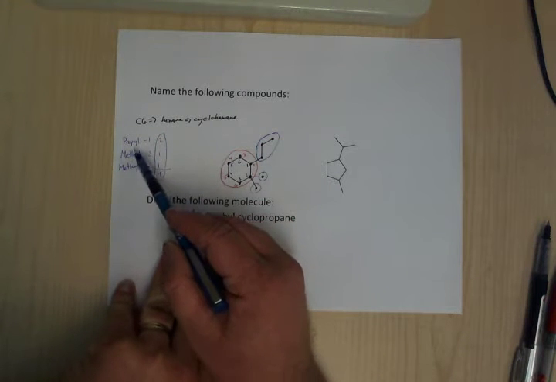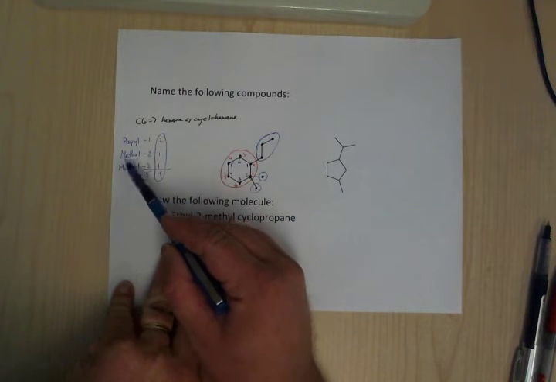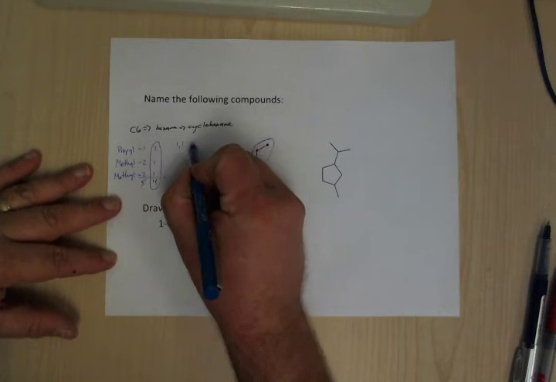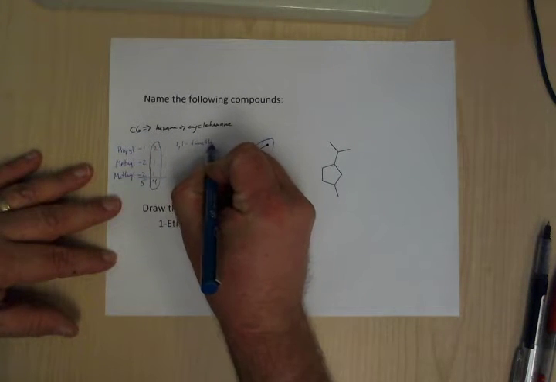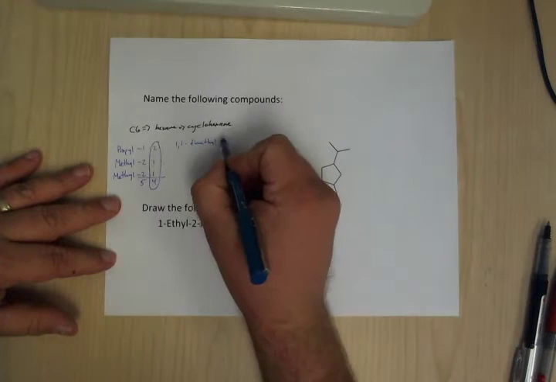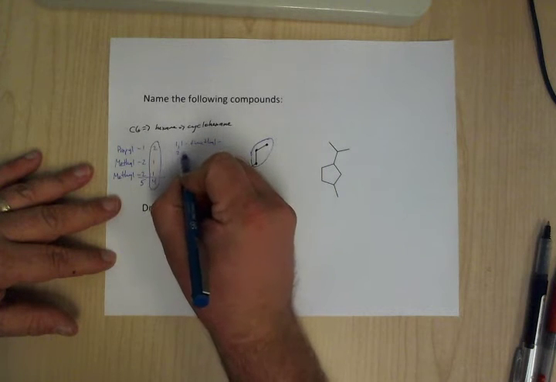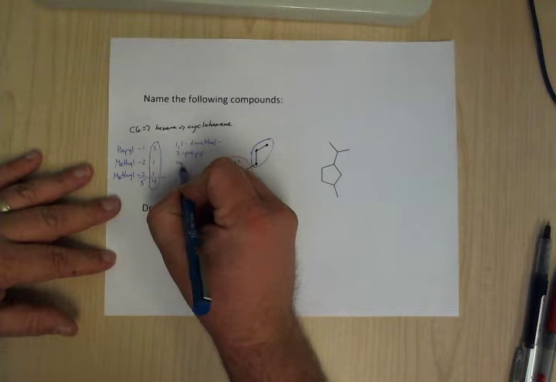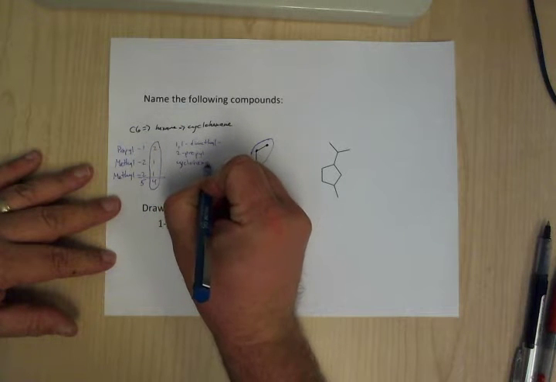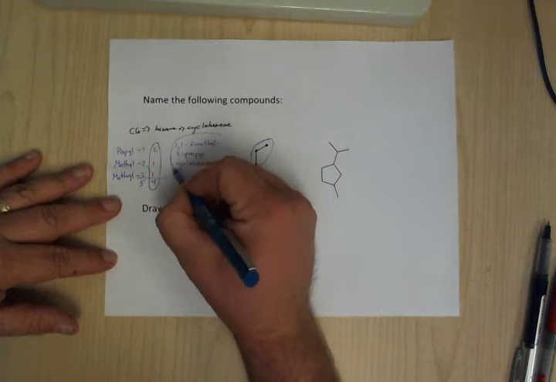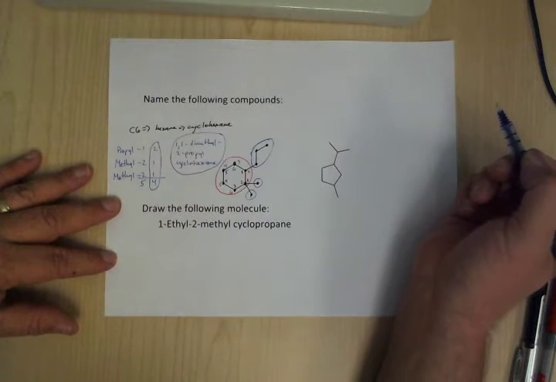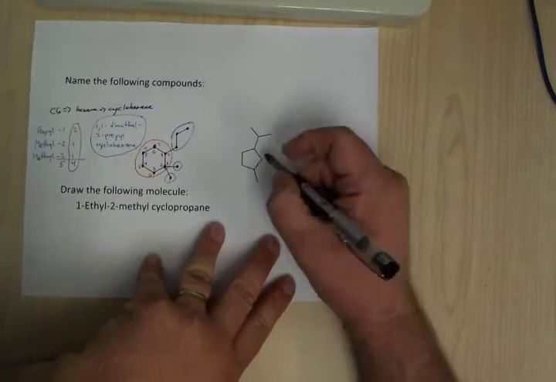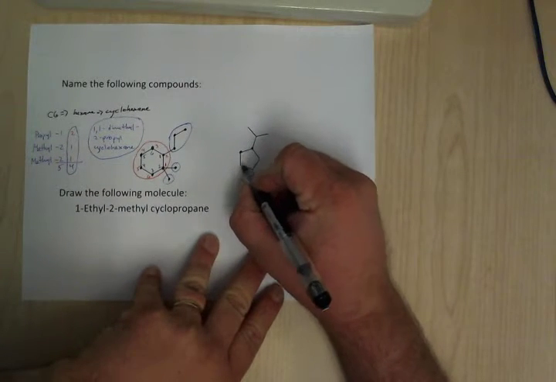So methyl comes before propyl, so we're going to say 1,1-dimethyl-2-propylcyclohexane. There you go, that's the name. Now in here, don't forget you can always put in the dots for the carbons.